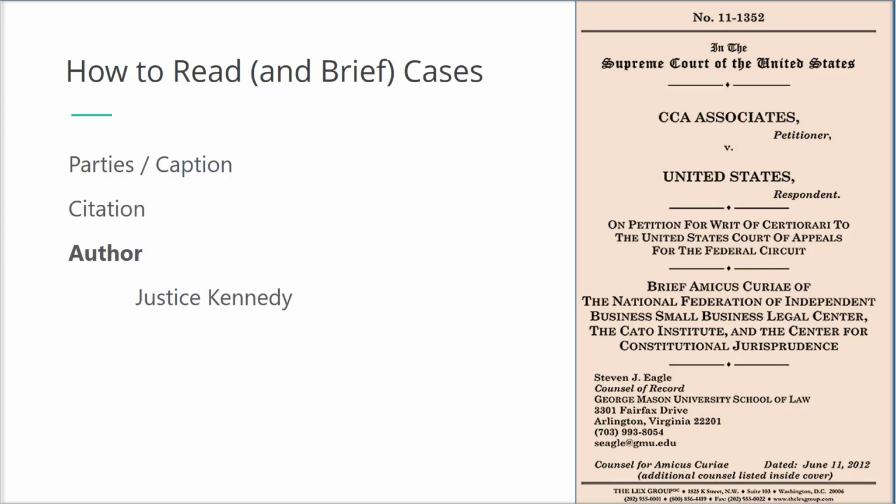On occasion, the author information will use the Latin phrase per curiam instead of a judge's name. Per curiam means by the court. It signals that the opinion reflects a common view among all the judges rather than the writings of a specific judge.